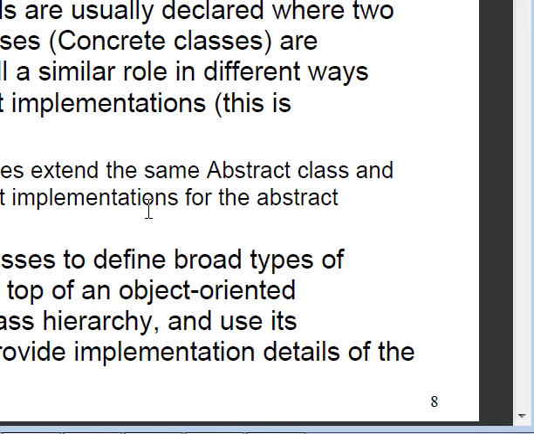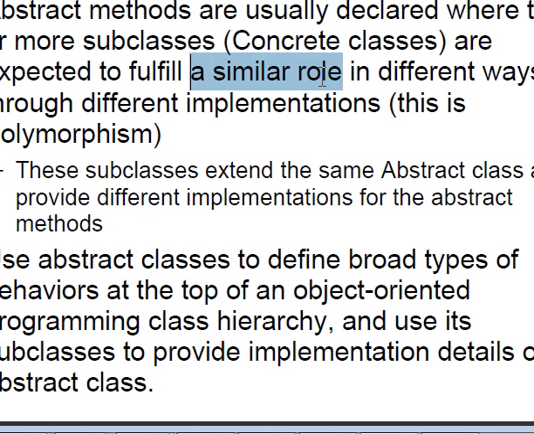Now as you can see, an abstract class is a combination of concrete methods and abstract methods. The concrete methods are the ones that you still want every subclass to use in the same form, meaning there is no different implementation. However, if you want your subclasses to provide a different implementation but a similar role, and this is the key word, a similar role in different ways, meaning it provides a different implementation but does the same thing, this is in fact the concept of polymorphism.